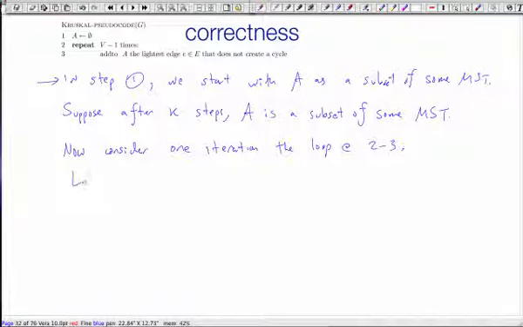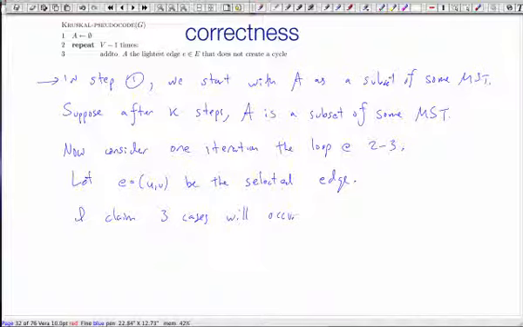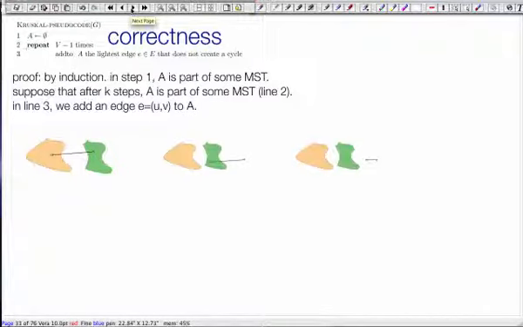So let E be the selected edge. I claim that there are going to be 3 cases. Is everybody okay with this part of the proof? So the 3 cases are going to be as follows. Either both U is going to be in A and V is going to be in A.